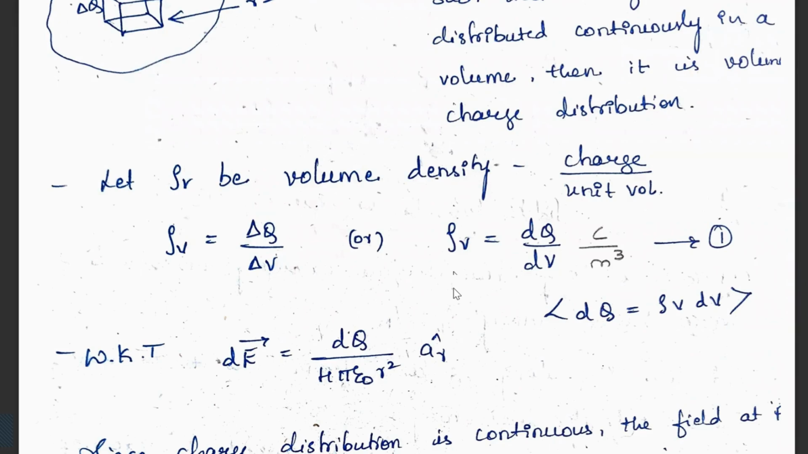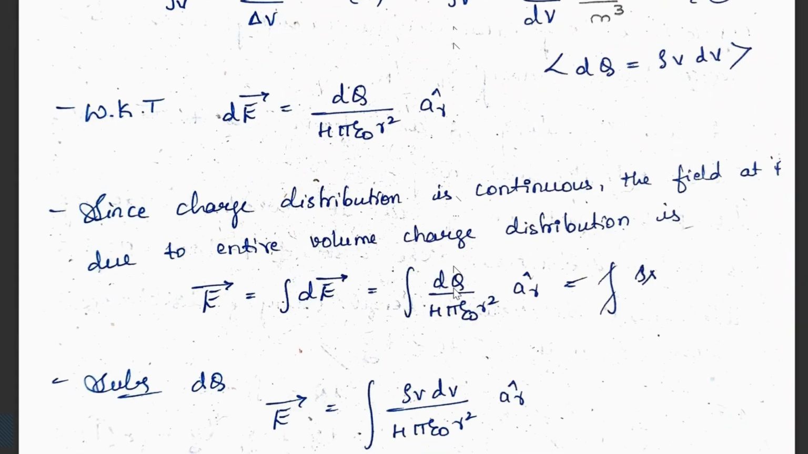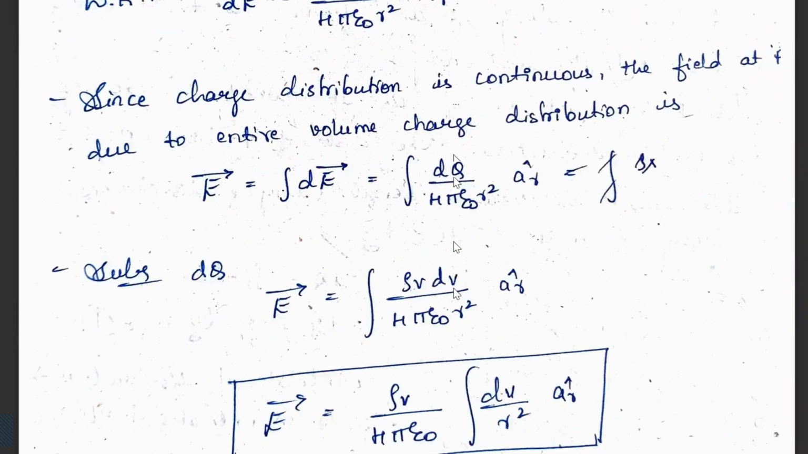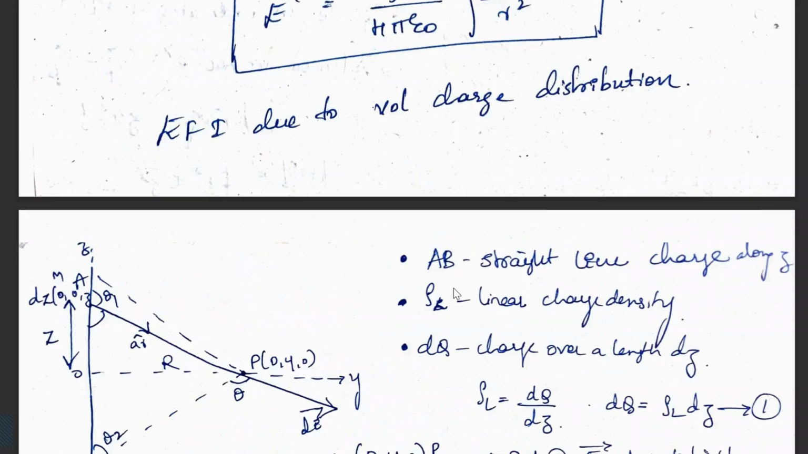We know from the generalized equation, same way as we did for the last two, we have to integrate all those small differential electric fields. So on integrating and then replacing the dq as rho v into dv, we get the final equation as electric field intensity due to volume charge distribution is equal to rho v divided by 4 pi epsilon naught integration of dv by r square into ar cap.